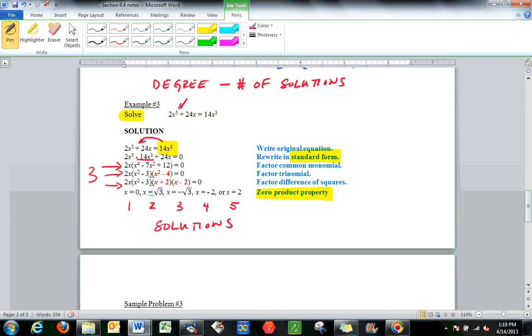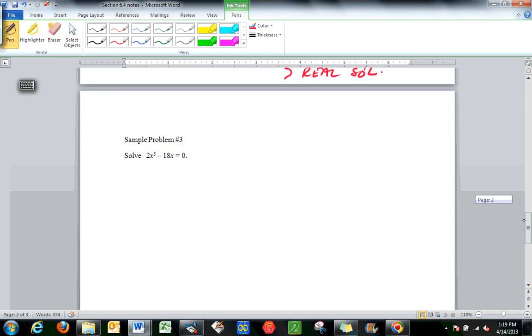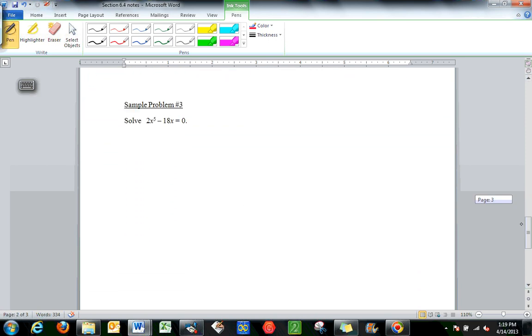Now, keep this in mind. You could end up with imaginary solutions as well. So you're going to have imaginary solutions and real solutions. Don't forget about your imaginary numbers. That is going to be a very important part of this process. Now, let's take a look at the next sample problem that you're going to be working. We've got 2x to the 5th minus 18x equals 0. So we know that we should have 5 solutions.